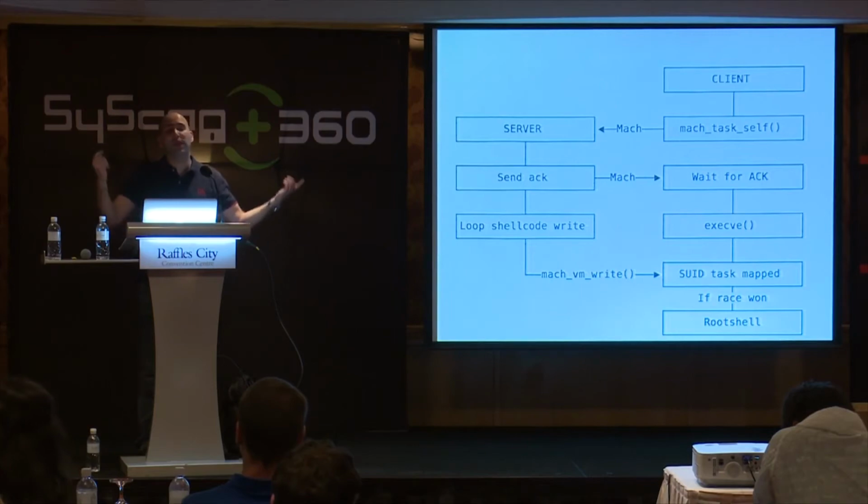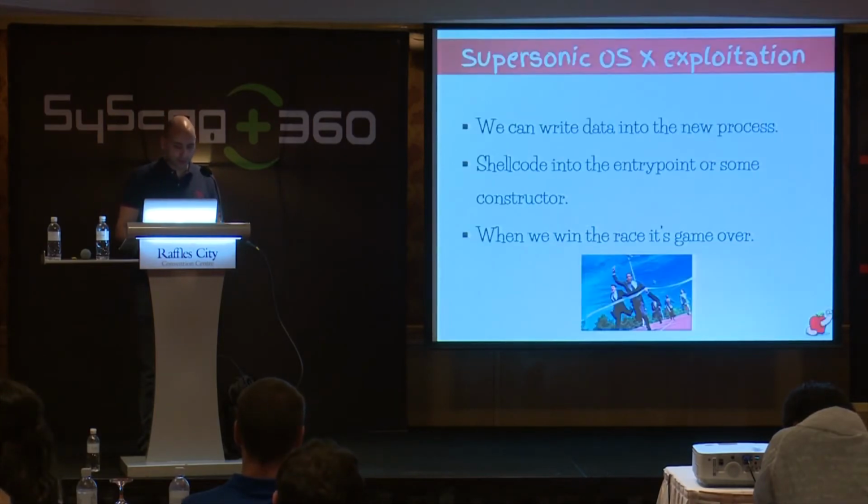If we win the race, we get a root shell in the case of a SUID process. As I told you, we can write data into the new process if we win the race. You can put shellcode into the entry point. If there are constructors, you can put it there, because constructors will execute code before the main entry point. It depends on the target of your exploitation.